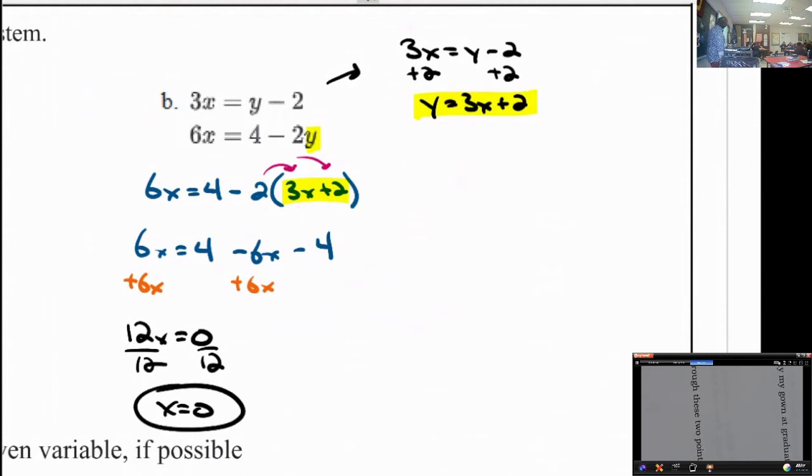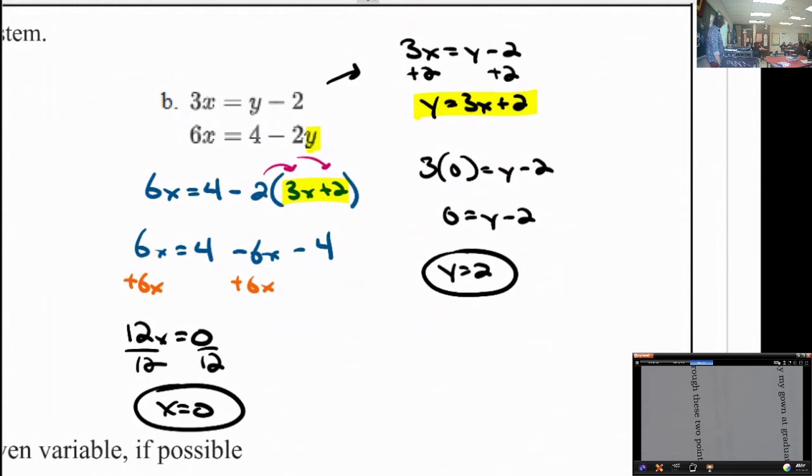And if x equals 0, then the rest of the problem is cartoonishly easy to solve because 3 times 0 equals y minus 2 from the original top equation. So 0 equals y minus 2. That means that y has to be 2. And if you spot check it in the bottom equation, it also works. 0 equals 4 minus 4, also true.